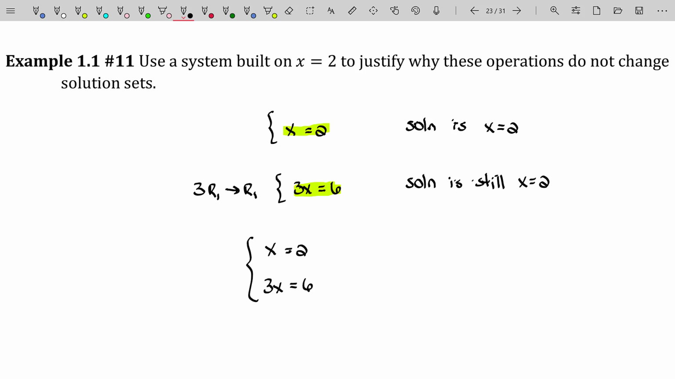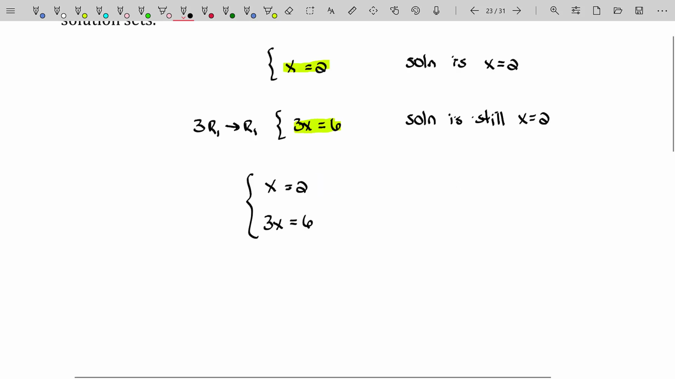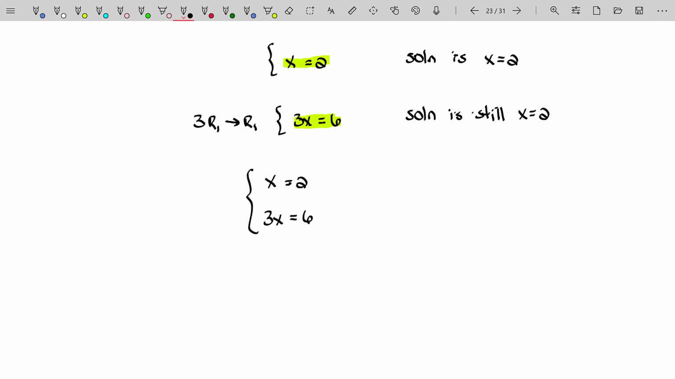I am going to add a multiple of one row to another row. You can make up any number you want. I'm going to add 7 times row 1 to row 2 to become the new row 2. Let's see what happens. Well, row 1 doesn't change. But row 2, I'm going to add 7 times row 1, so that'll be 7x equals 14, and I'm going to add that to row 2, 3x equals 6.